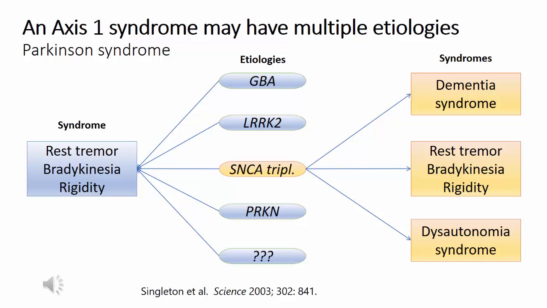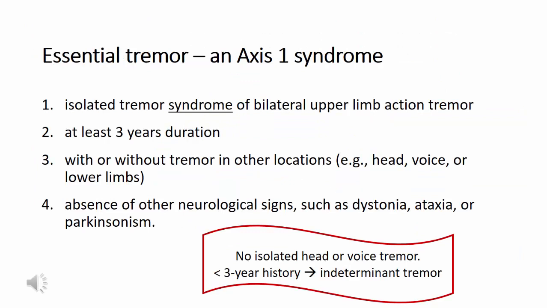In the new classification scheme, essential tremor is simply an Axis 1 syndrome, not a specific disease. Essential tremor is defined as a syndrome of bilateral upper extremity action tremor of at least 3 years duration, with or without tremor in other locations. Tremor is frequently present in the head and voice, but tremor in these locations is typically mild compared to the upper extremity tremor.